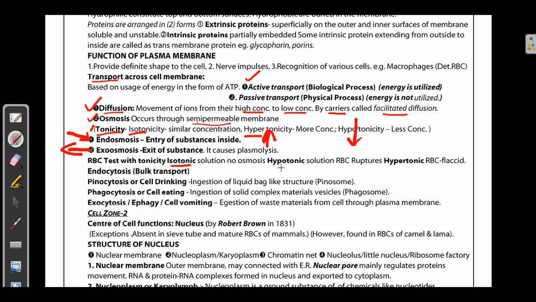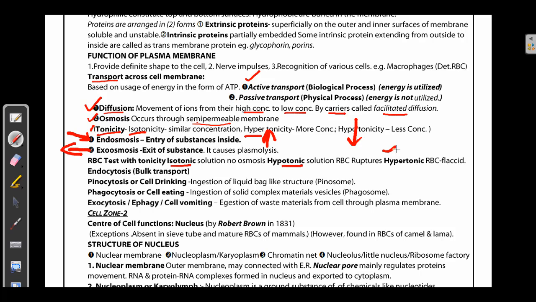And when you expose it to hypotonic solution, the RBC ruptures, or you can see it just breaks down. The reason is all the fluid around it is going to enter inside. So when it enters, it gradually bulges in size and bursts.